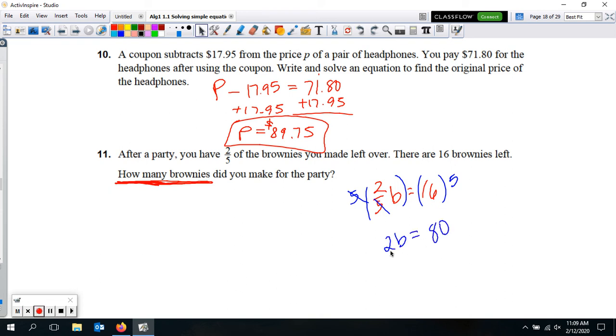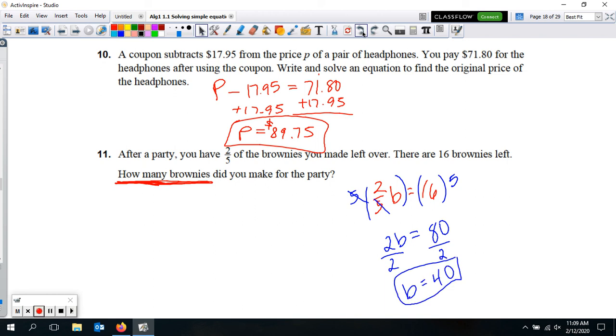So now we need to get rid of the 2, and 2 is multiplying b, so we want to divide by 2, just like we were doing before when we were solving those equations earlier. So divide by 2 here, that would cancel our 2's out here, leaving just with b, and then 80 divided by 2, we should understand that's going to be 40, right? 8 divided by 2 is 4, with a 0.